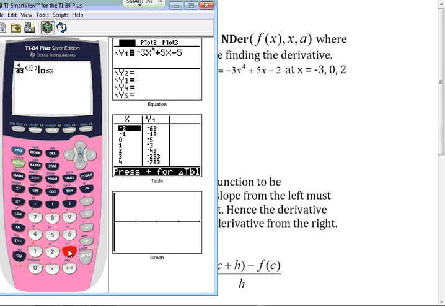Okay, this is your x. That's the same x that we have up in n derive. So it's x. And then I need my function. And guess what? There is a shortcut for that too. It's alpha trace. And you can pick up y1 right there. If you don't have it, I can get it for you. And we're going to do this at -3. Okay. Yeah, we just did it.